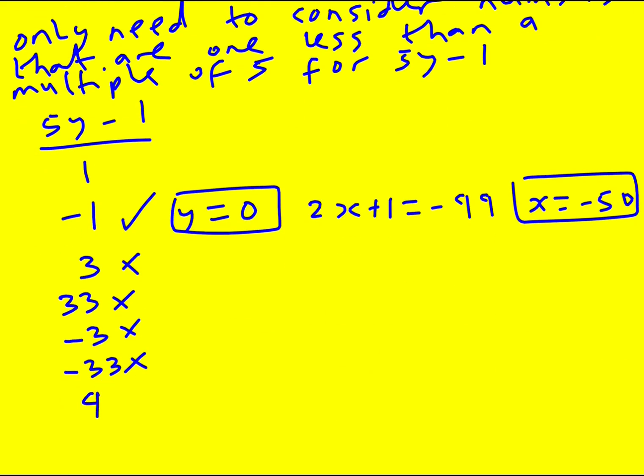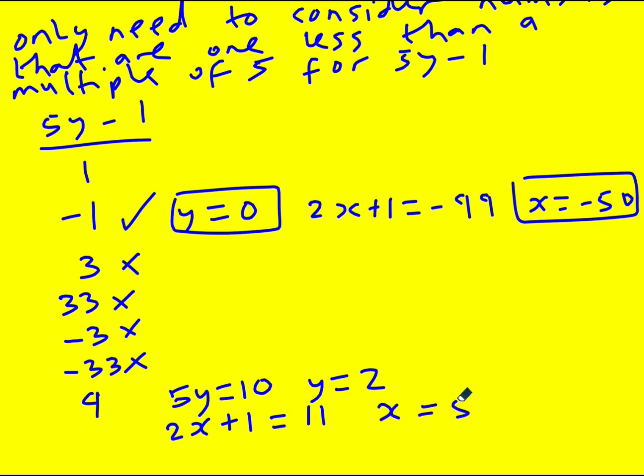So this is one less than a multiple of 10. So I'm going to get 5y equals 10. y is going to equal 2. And then 2x plus 1 is going to equal 11, because remember, I've got these factor pairs. So x is going to equal 5. Okay, another solution found.